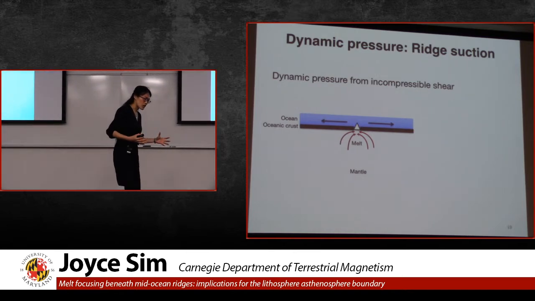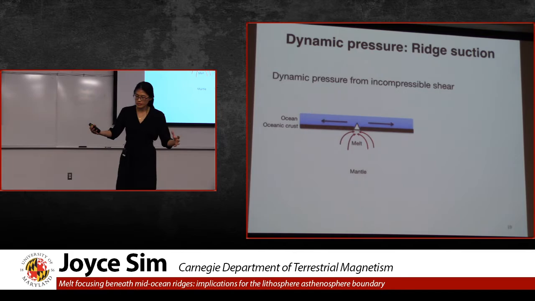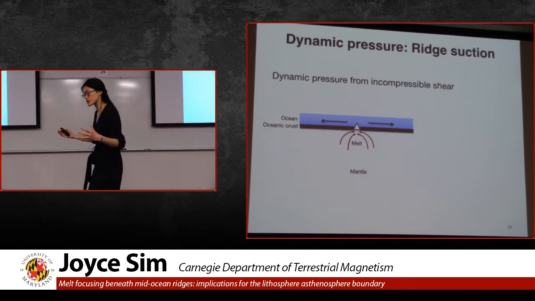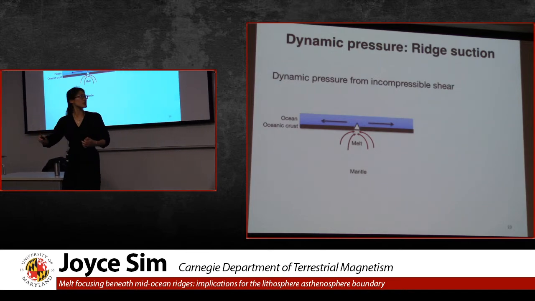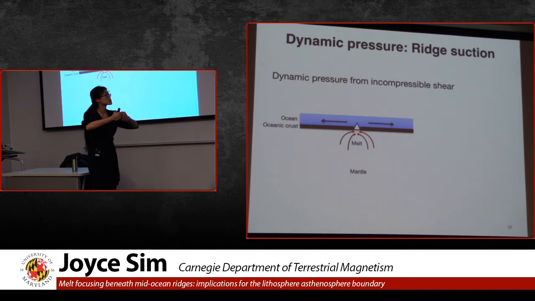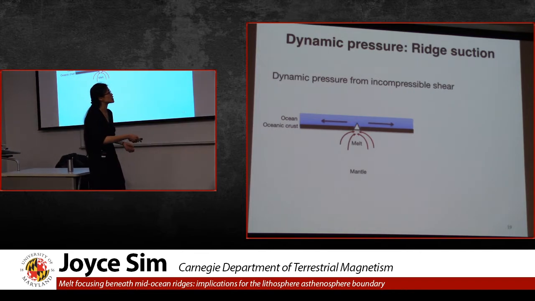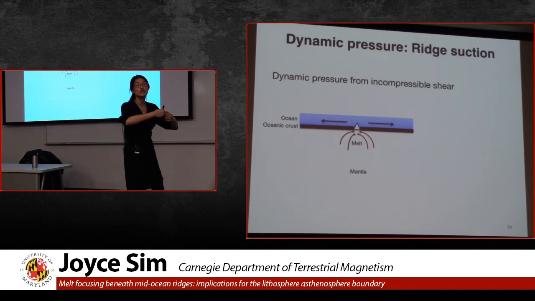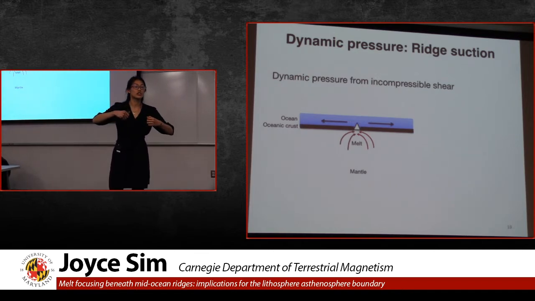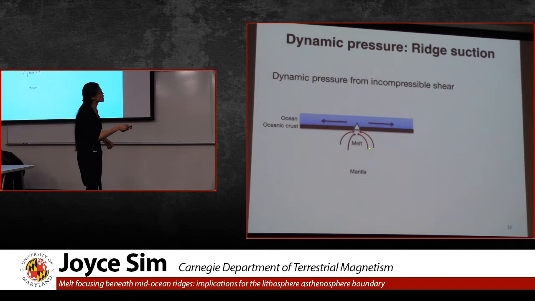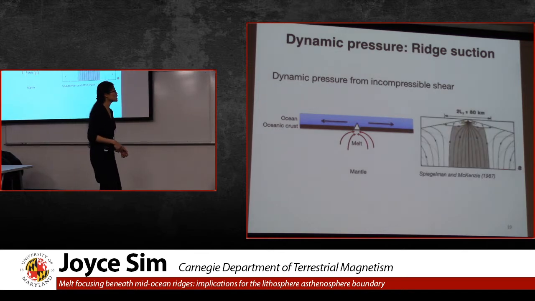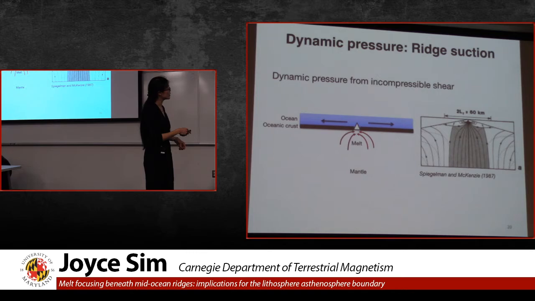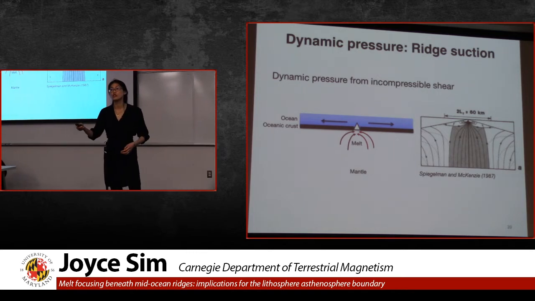Now I'm going to talk about the two different melt focusing mechanisms in terms of the pressures that I just talked about. First of all, we have ridge suction, which, remember, over here we have two plates that are pulling apart. So you have that dynamic pressure that's coming from the incompressible shear of a pretty strong lithosphere, right? It's pulling melt from around, whatever melt that's around within a certain length scale, towards the ridge axis. And that's what they were talking about in that paper. And that's why there's a length scale associated with it.